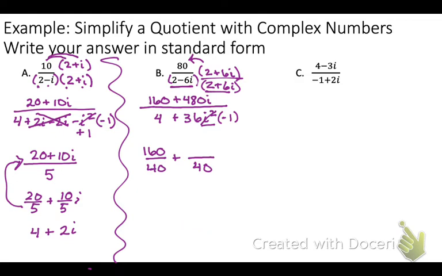So we had to make two fractions. Okay. So 480, and can the i go in the numerator? No, it has to go out to the side. So I'm assuming we can reduce, yes? Well, 40 goes into 160 4 times. And 40 goes into 480 12 times. So you get 4 plus 12i.